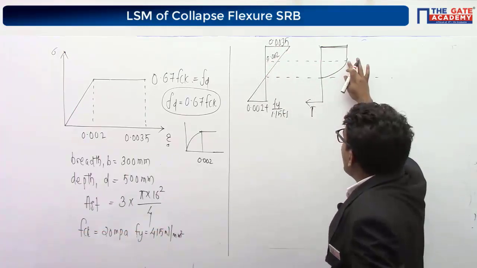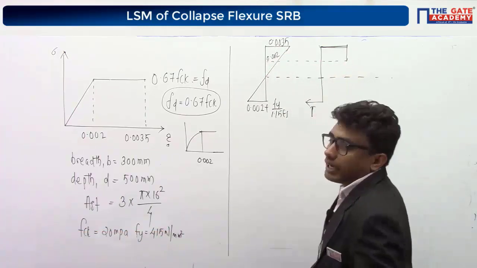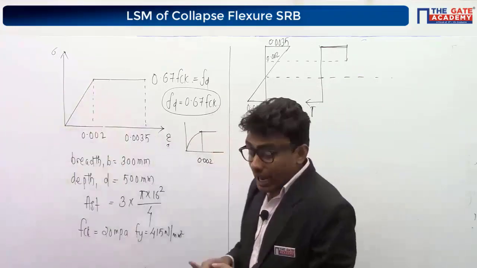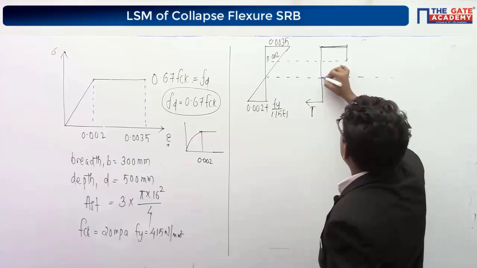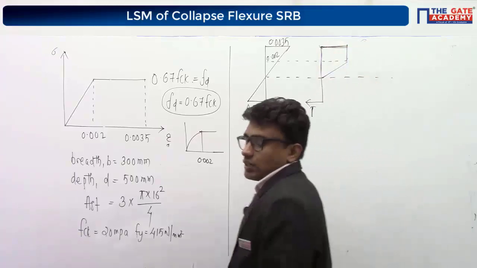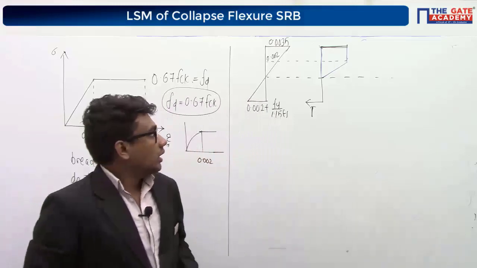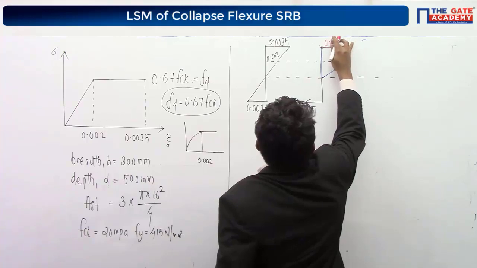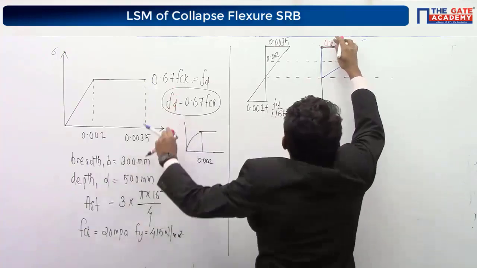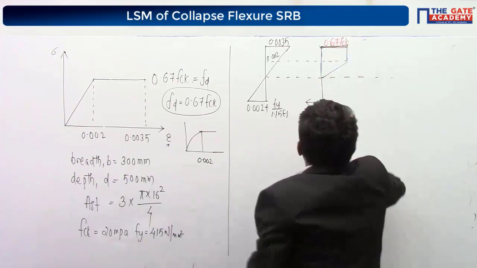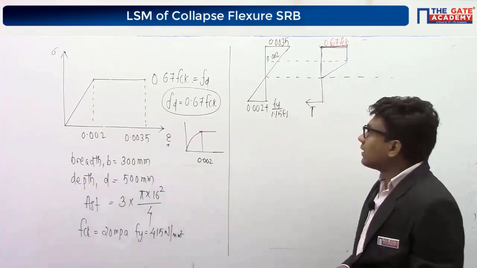This is wrong. Why? Because we cannot consider a parabola here. We are having a linear portion, a triangular portion there. So we have to consider a triangular portion like this. This will be our stress block. What is the value here? This is not 0.45 fck. This is given as 0.67 fck, so we have to consider it as 0.67 fck.